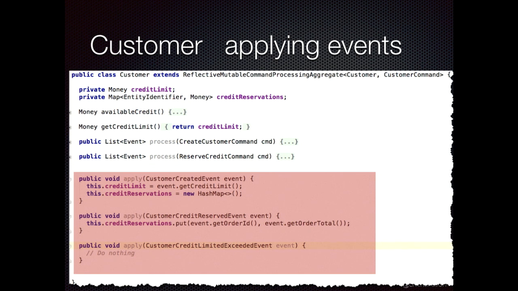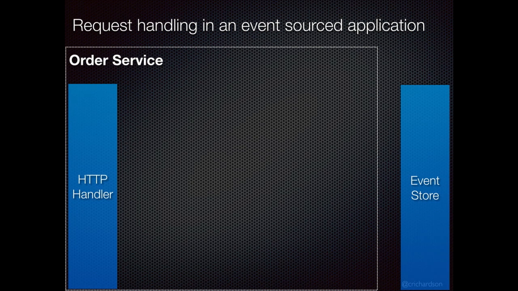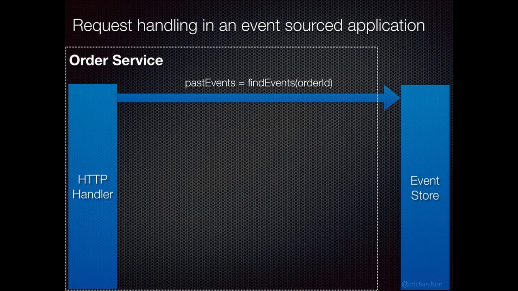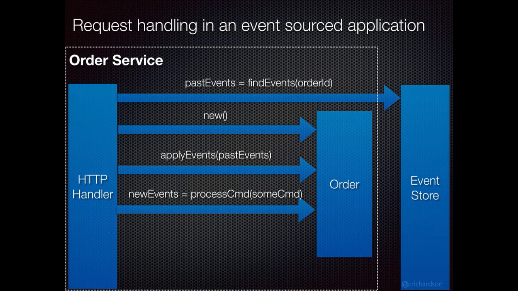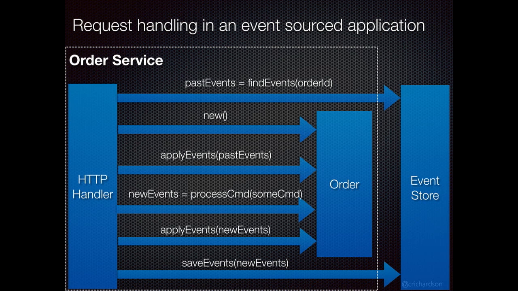So it's kind of a different programming model, but you can mechanically transform traditional code into this pattern. And the flow in your system is, when a request comes in to create an order, you load the events, say, for that order. You create a brand new order object using its default constructor. You apply the events, so you iterate through the events, calling the apply method. You then process the command, which gives you new events. You apply those events to update the order, and then you save the events in the event store.